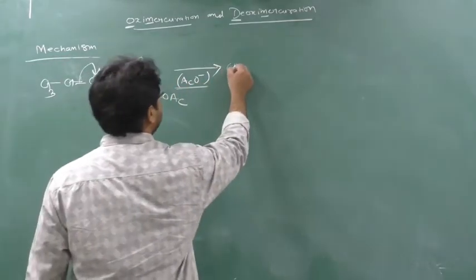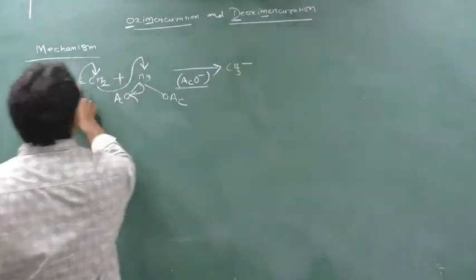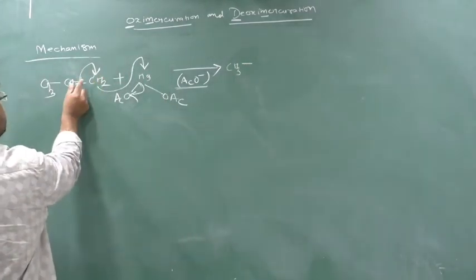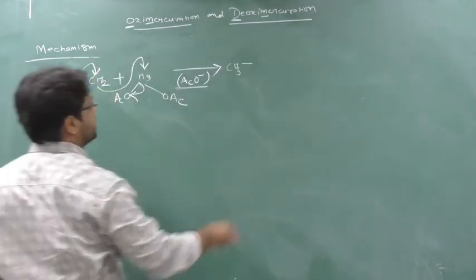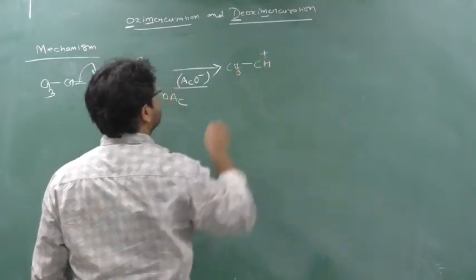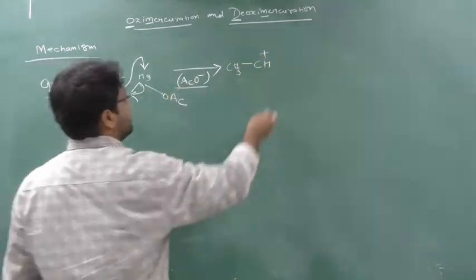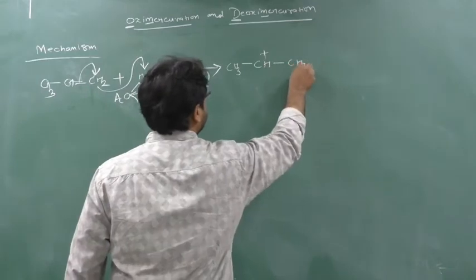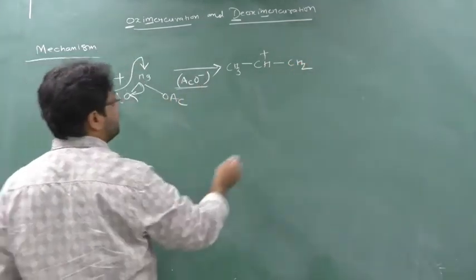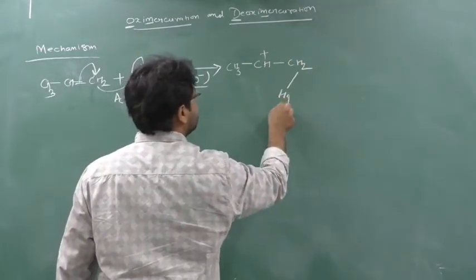Now what happened? CH3. Now see here, this CH has given the electron. One who gives the electron creates a positive charge. So here on CH, one positive charge will appear. The double bond is converted into a single bond, this CH2. Now this CH2 has done reaction with what? Hg. And Hg contains what?